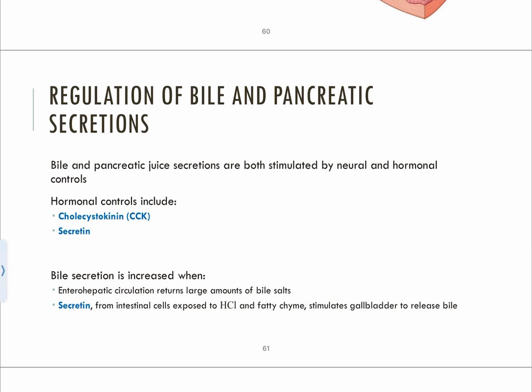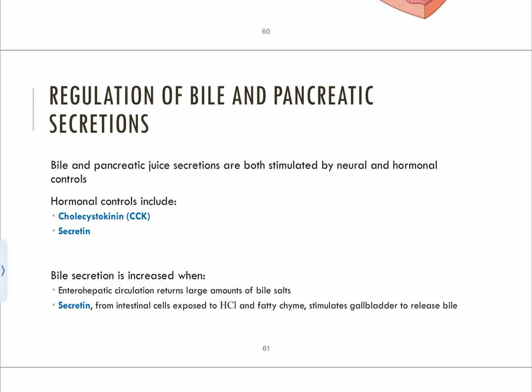So how do we regulate the secretions from the pancreas and regulate the secretion of bile into the small intestines? Well, bile and pancreatic juice secretions are stimulated again by both neural and hormonal controls. If we're talking about hormones, we're talking about cholecystokinin or CCK, as well as secretin. These include our two gastrointestinal hormones. I guess we'll get to that later.